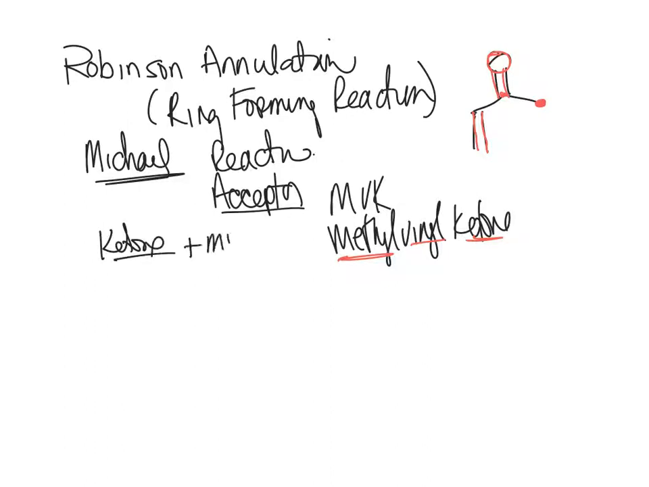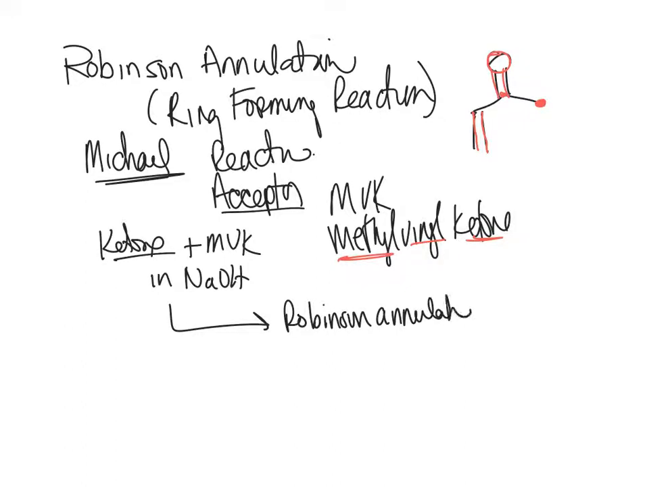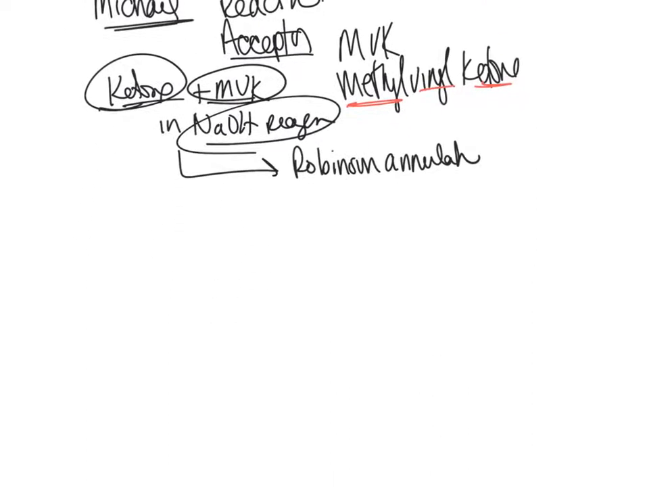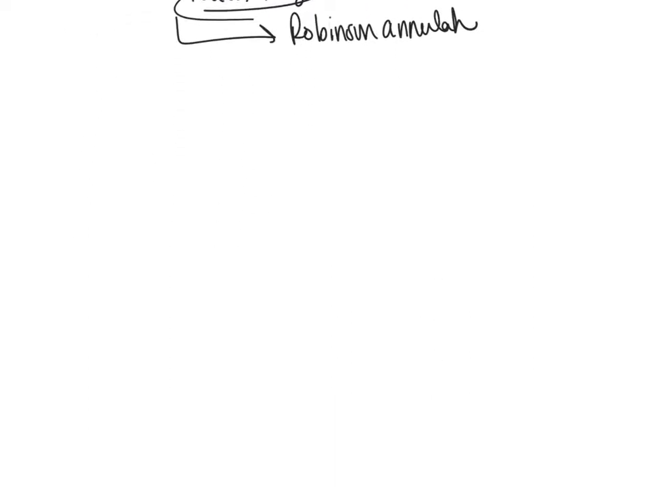So plus MVK in base, so sodium hydroxide, you're going to get a Robinson annulation. So you use some form of ketone, you use the MVK, those are your substrates, this is your reagent, base, and you're going to get a Robinson annulation. So it's going to be ring forming. So let's look at that reaction.